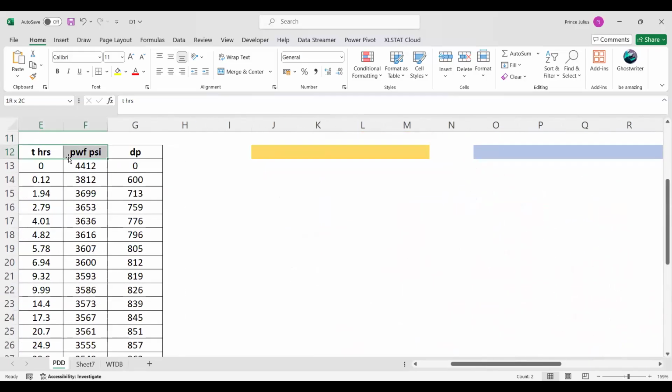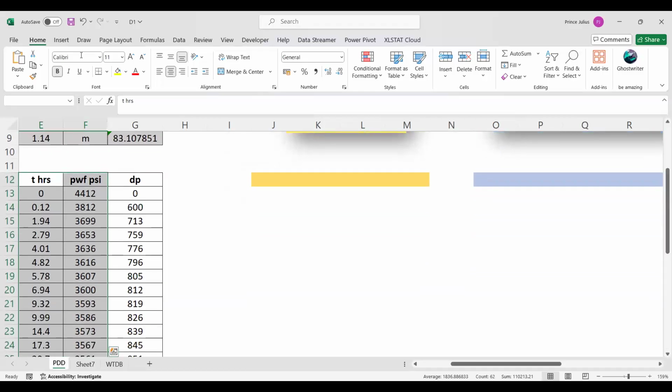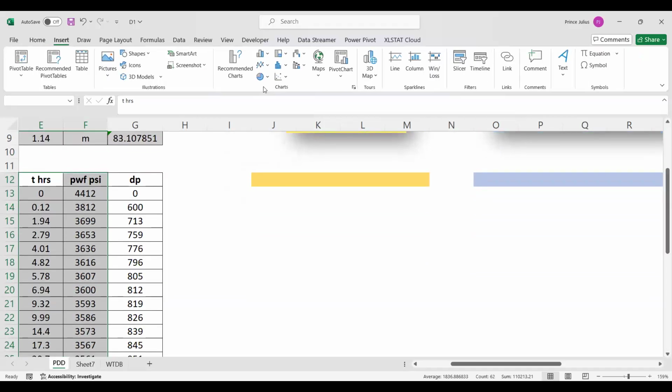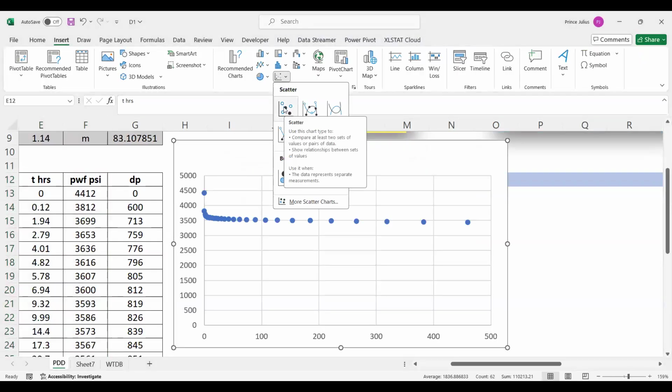So I'm selecting both. Always the x-axis should be on the left side. So time is my x-axis, PWF is my y-axis. I selected all the values from top to bottom. I will go to Insert, and I'm going to use scatter values. And this is the graph.